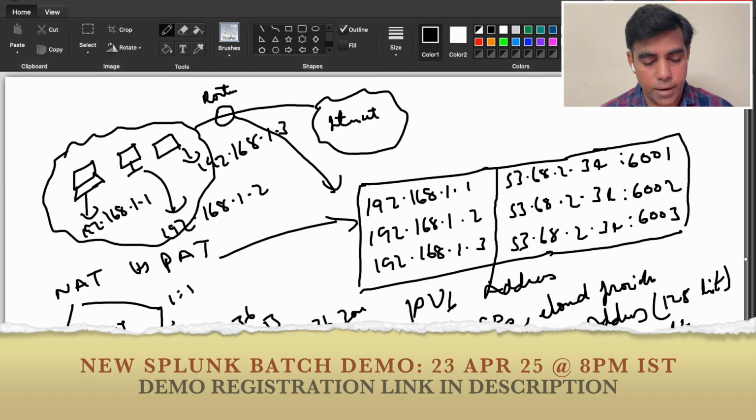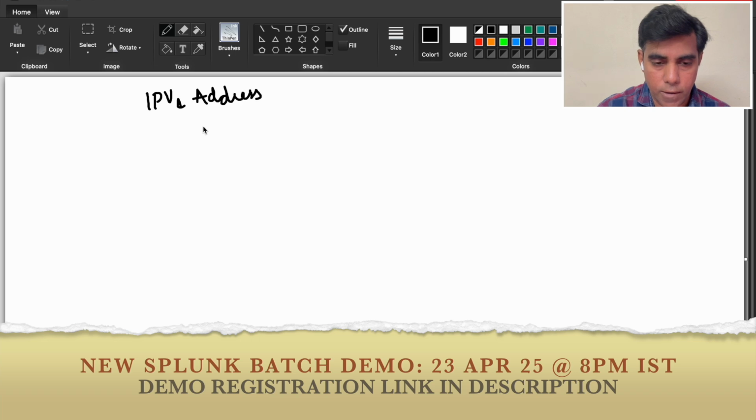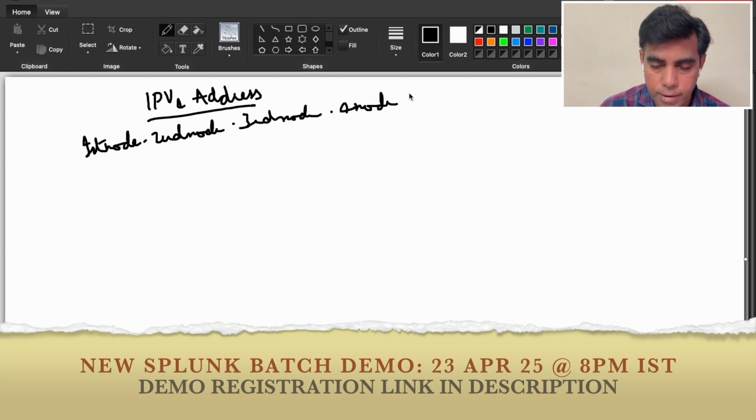So in order to discuss them, let us go over here. IPv4 address. A valid IPv4 address will have 4 nodes. It will have the first node, dot, second node, dot, third node, dot, fourth node, likewise. So this is the particular format of an IP address.